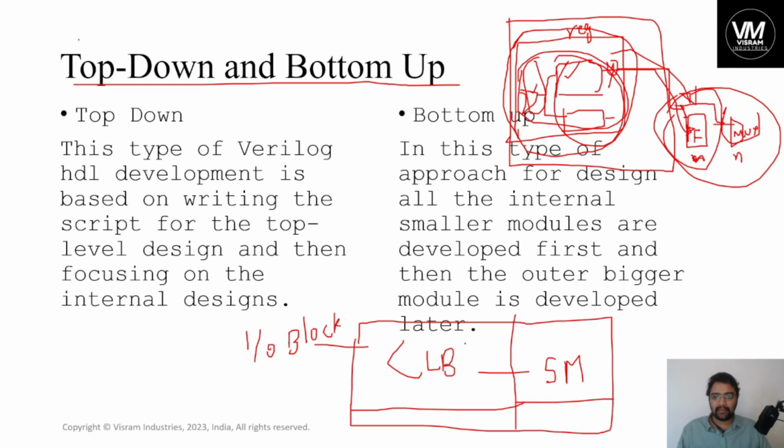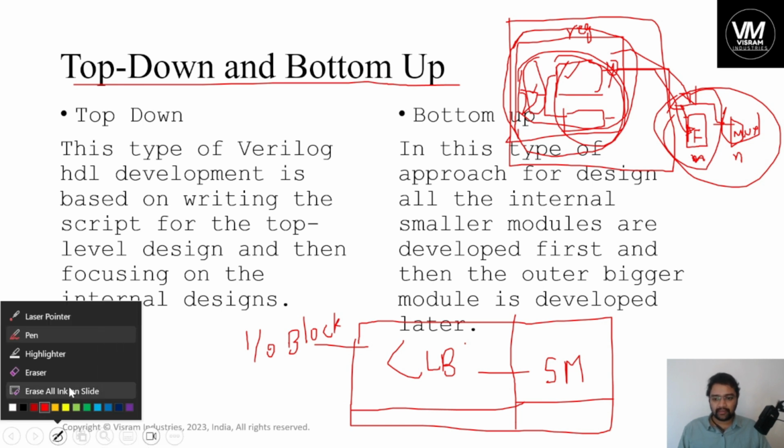for example, you are designing a mux now. Let us say this can be a mux, and inside the mux you have AND and OR gates. For that, what you need to do is first write the Verilog HDL module for this, and then write the internal script. Got it? So that is the top-down approach. This is simple, guys. You will be understanding sooner.